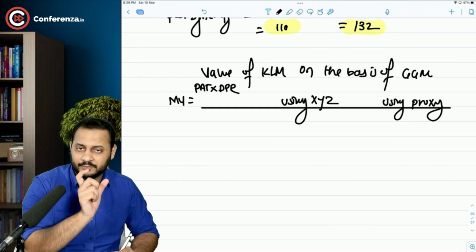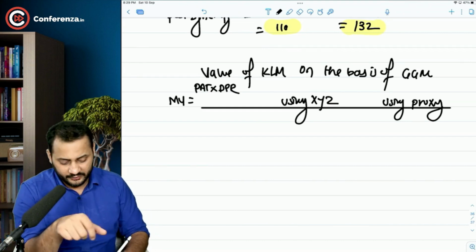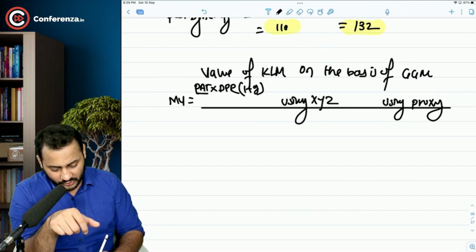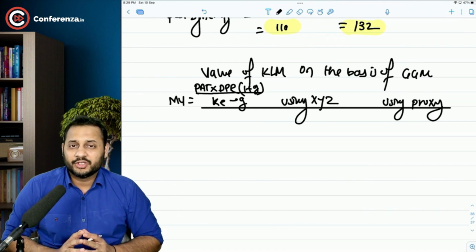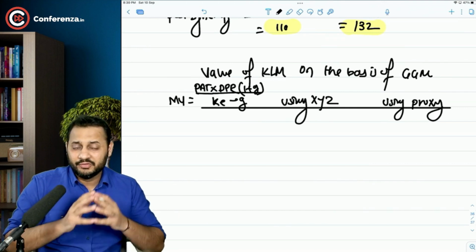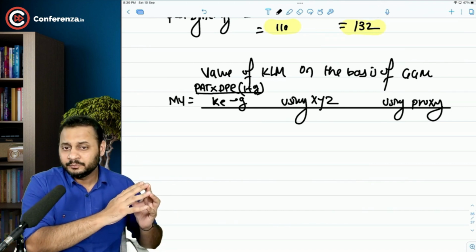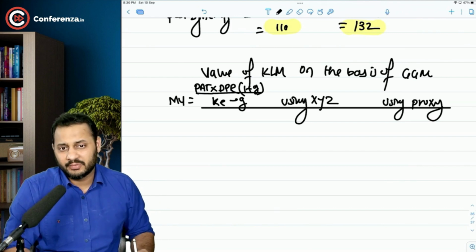That means the dividend, right? Numerator should be dividend in bracket 1 plus growth divided by cost of equity minus growth. Am I right? Profit after tax multiplied by dividend payout ratio will give you the amount of dividend, which will then grow by 7% divided by cost of equity minus growth.